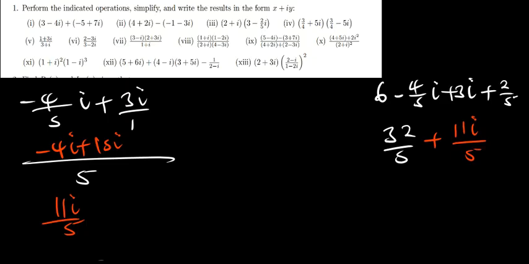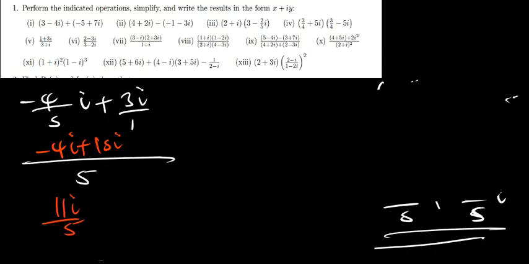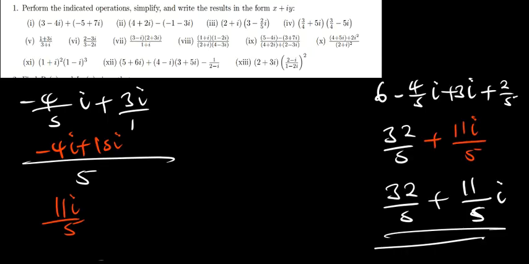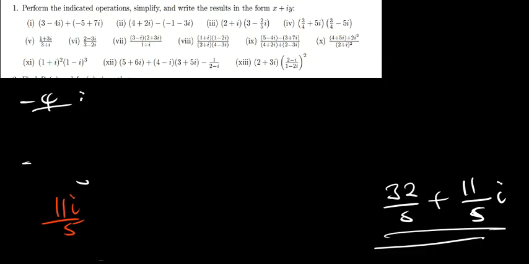So the best way to rewrite this is 32 divided by 5 plus 11 over 5, then you put i here. So this is my answer. Or in case you have not seen the answer, that's the answer: 32 over 5 plus 11 over 5i. Now we go to the next one.